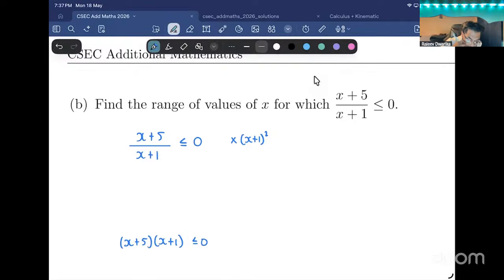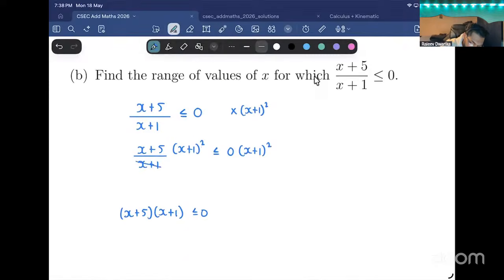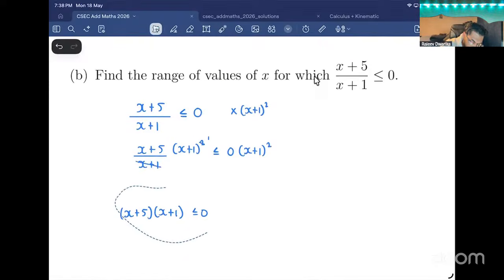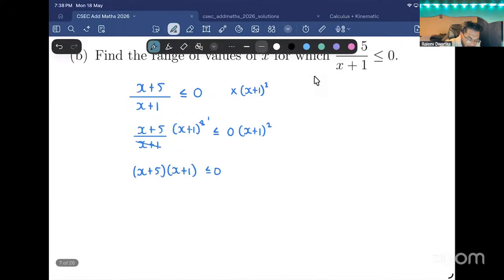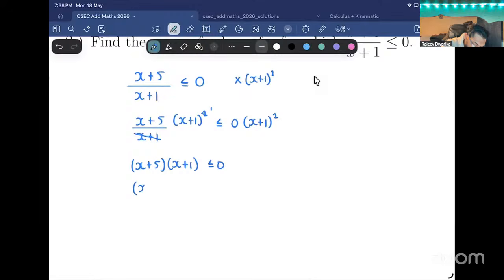I multiply both sides by x plus 1 squared. I had to do that on the other side as well. And one of the x plus 1s here would cancel off with the 1 here, and you would be left with x plus 5 by x plus 1 is less than or equal to 0. From here, we're going to set it equal to 0 to solve for the critical values.